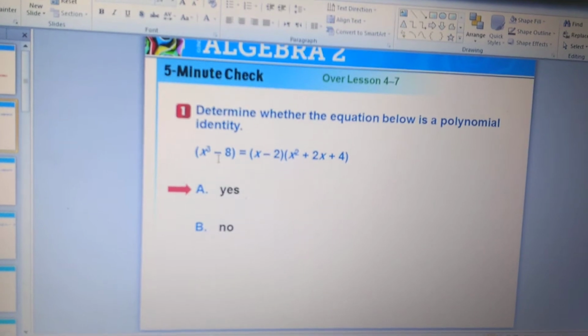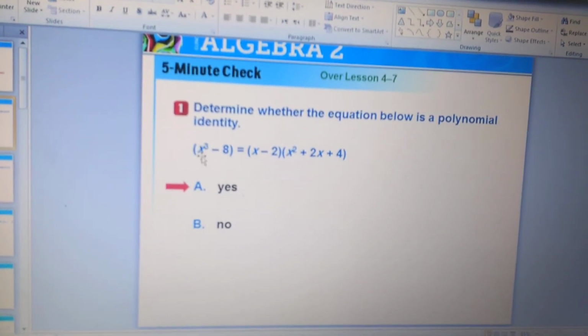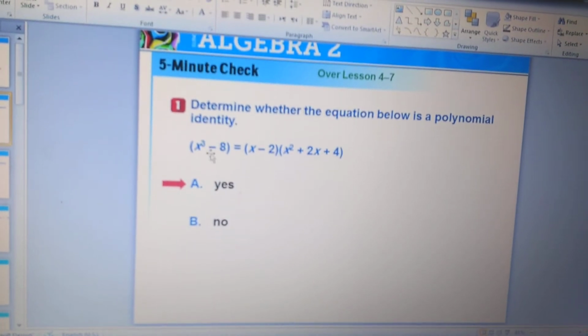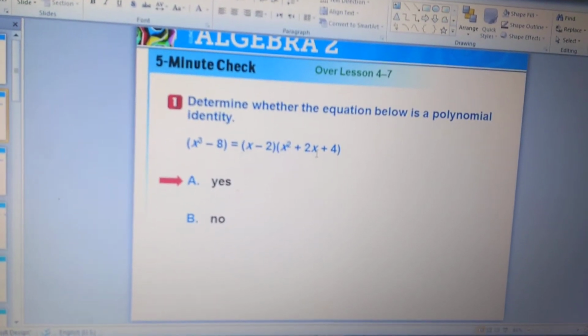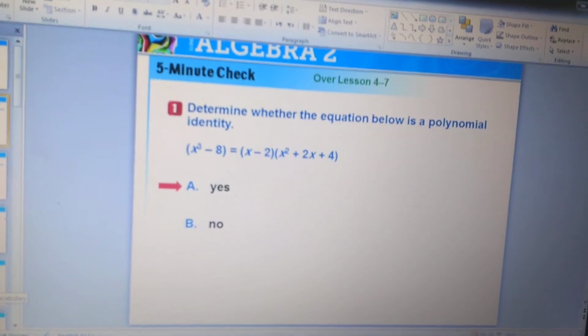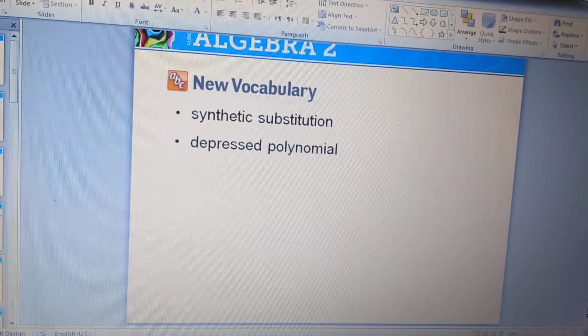You solve this using the difference of two cubes, of course, x to the power 3 minus 2 to the power 3. It will be a difference of two cubes, you solve it, and you get this one. All of them are the same, therefore we will go to our new lesson.